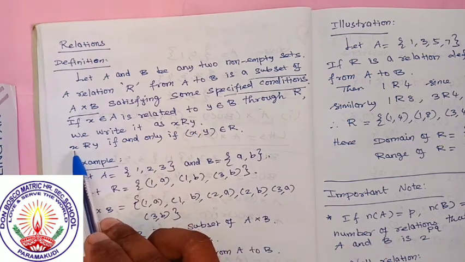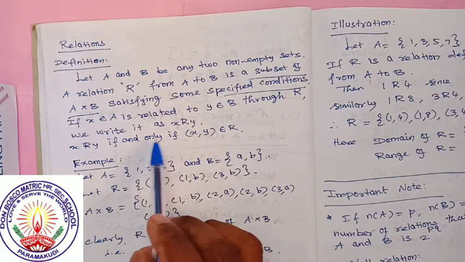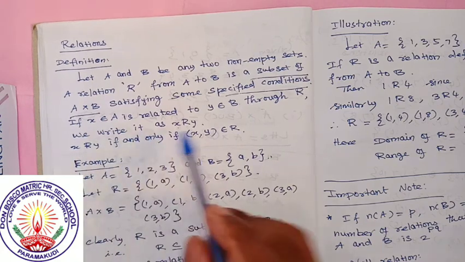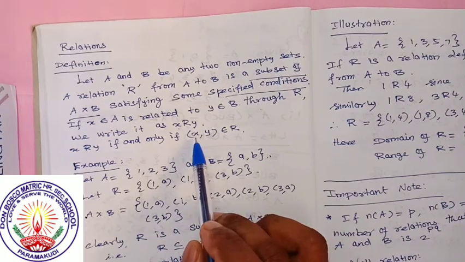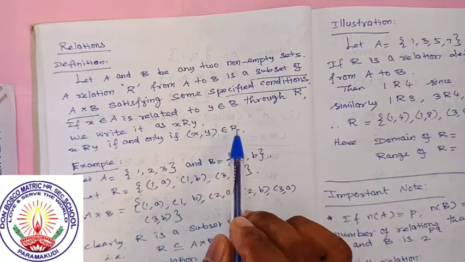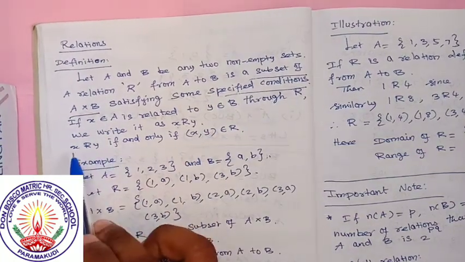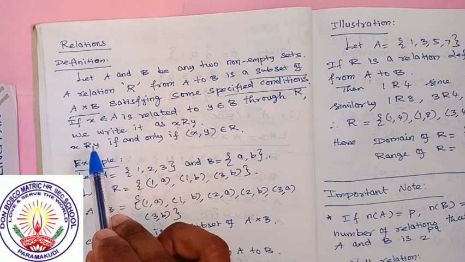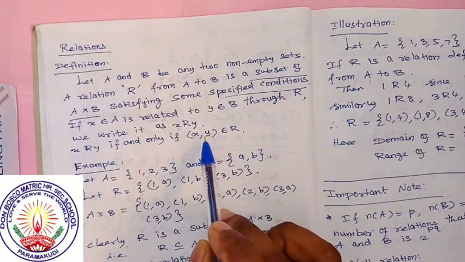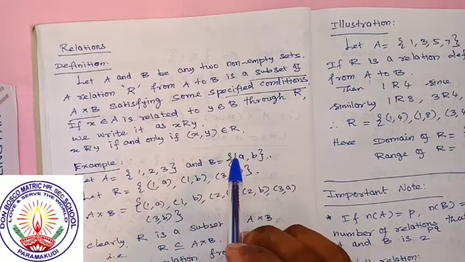Next, x is related to y if and only if the ordered pair (x, y) belongs to capital R. What is (x, y)? The ordered pair. The ordered pair should be an element of the relation. Then we say x is related to y; the same way, x is related to y means the ordered pair (x, y) is an element of capital R.